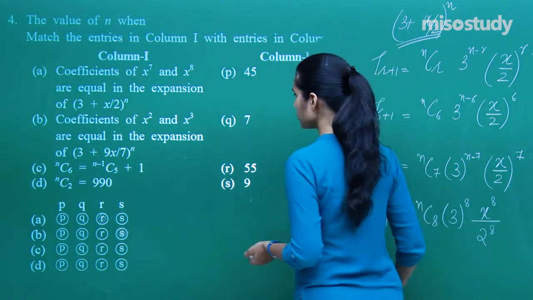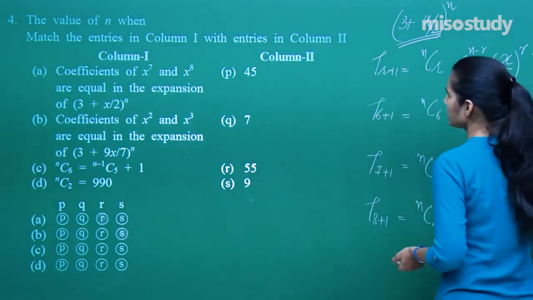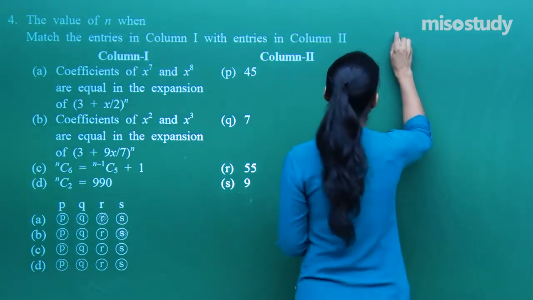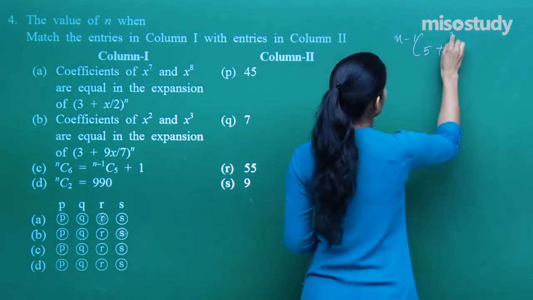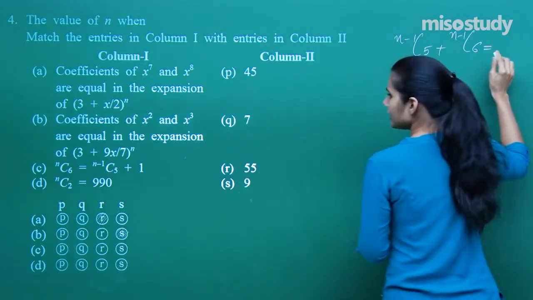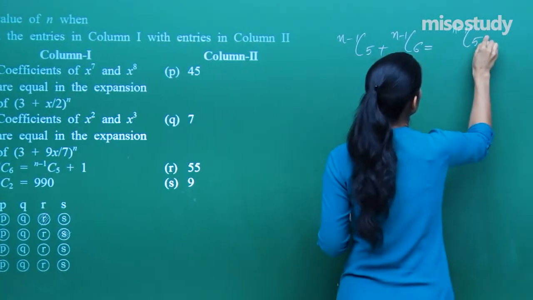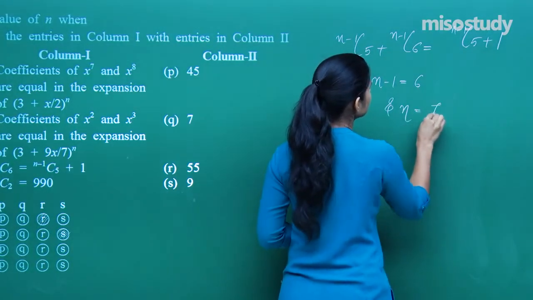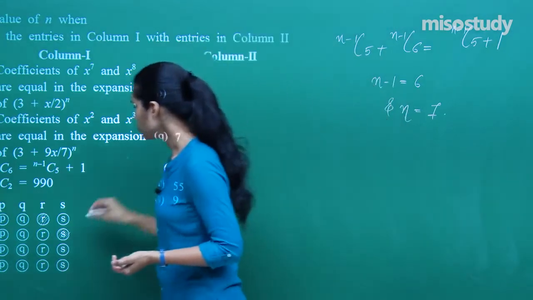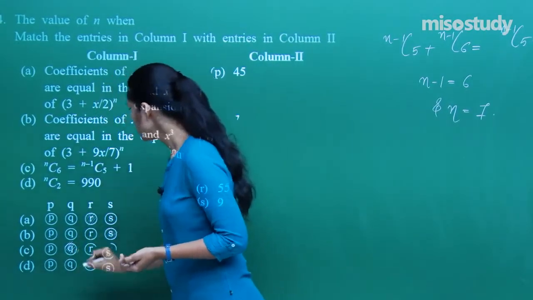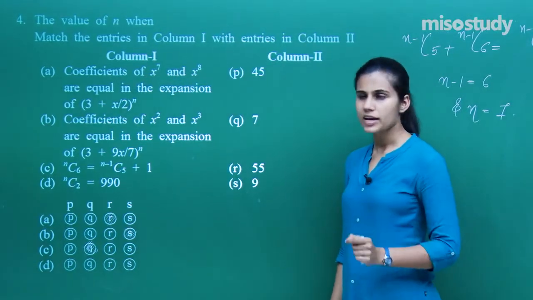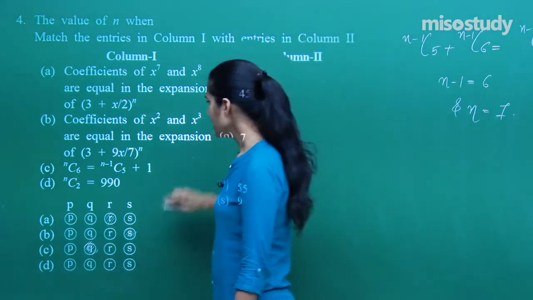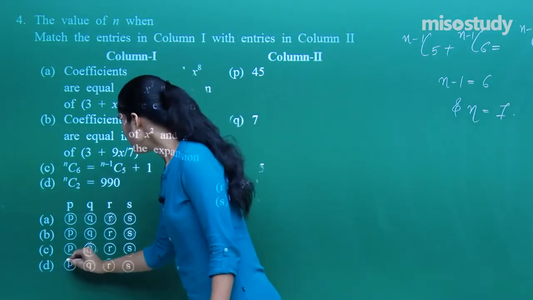Then you have NC6 equals n minus 1 C5 plus 1. Now over here, it's pretty simple to understand. This can be written as n minus 1 C5 plus n minus 1 C6 equals n minus 1 C5 plus 1, which implies n minus 1 equals 6 and therefore n equals 7. So C gets matched to Q. And NC2 equals 990 is very, very simple. Just plug in n equals 45. 45 C2 is 990 and therefore D gets matched to P.